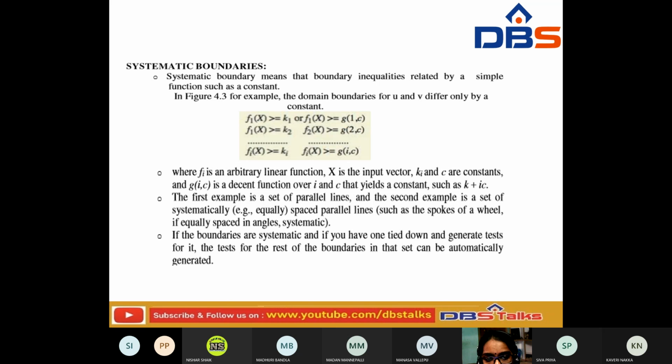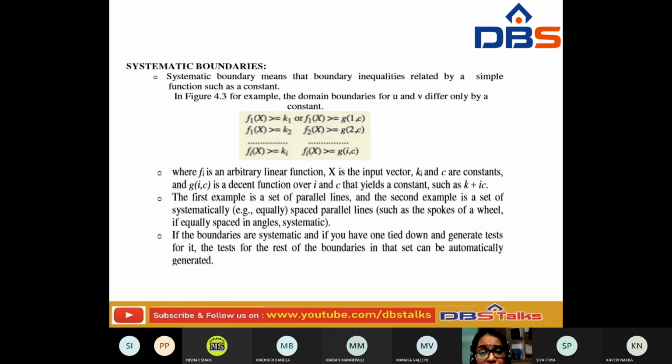Such as spokes of a wheel, if equally spaced in angles, systematic. If the boundaries are systematic and if you have tied down a generate test for it, then the test for the test boundaries can be set automatically generated. So this is how we are going to set the systematic boundaries. Understand?